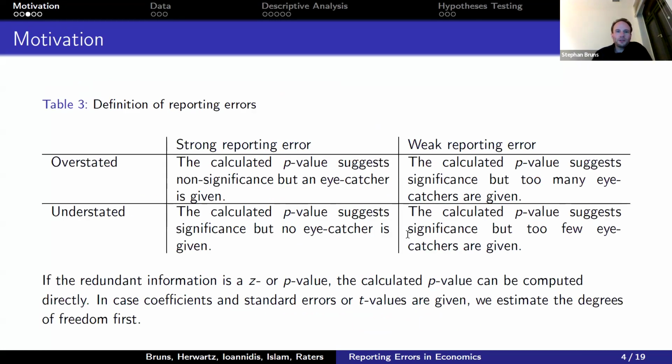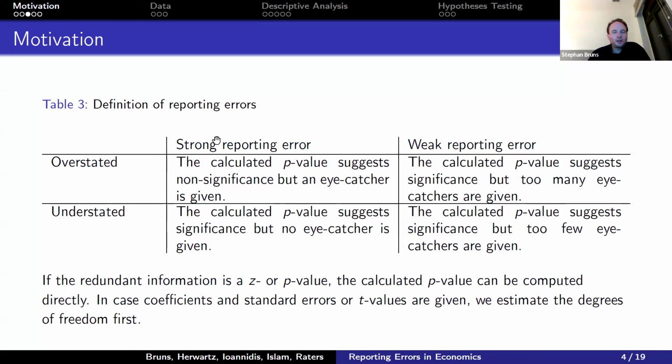This brings us to 2 dimensions along which we can define reporting errors, giving us basically 4 definitions. We can distinguish between overstated and understated reporting errors. Overstated means a result has more stars than the coefficient and the standard error suggest, and understated is the other way around: something has fewer stars or eye catchers than the coefficient and the standard error suggest.